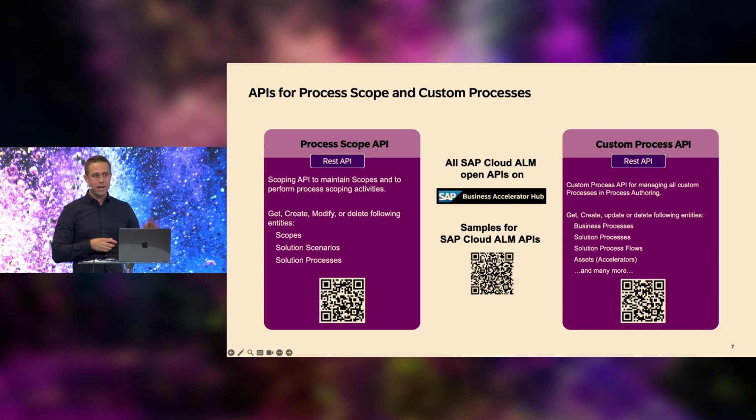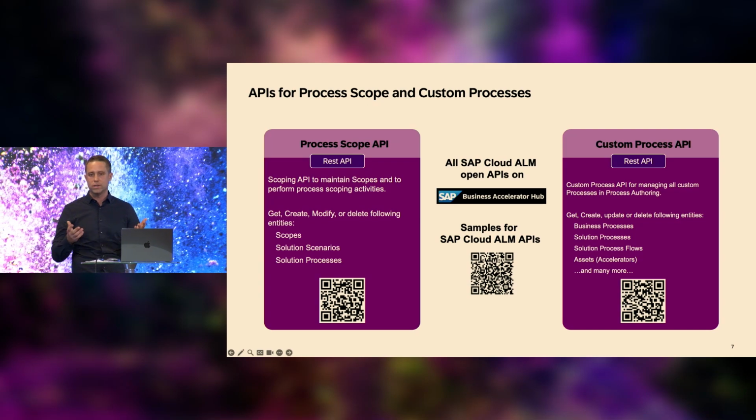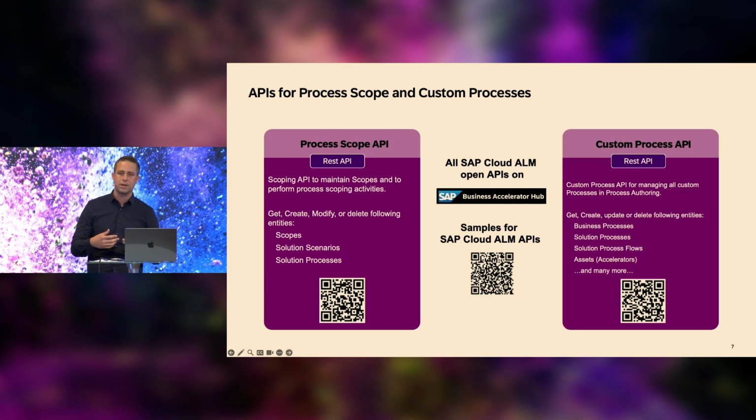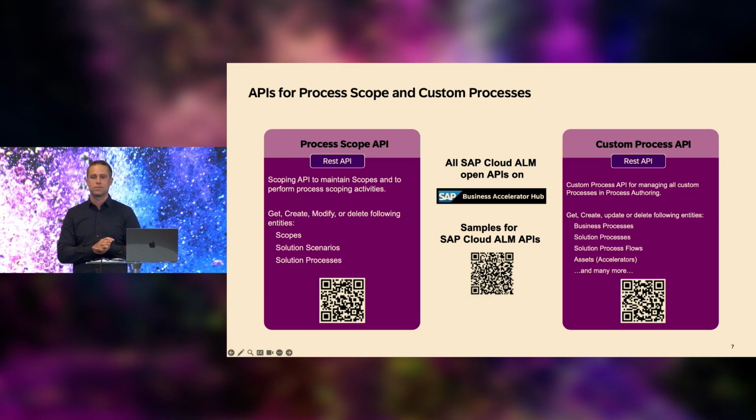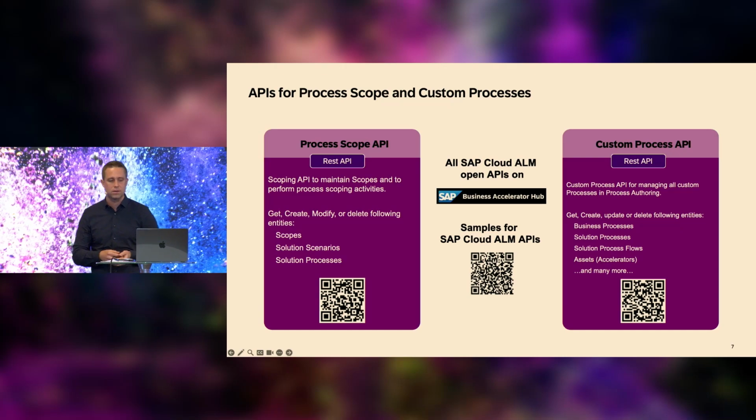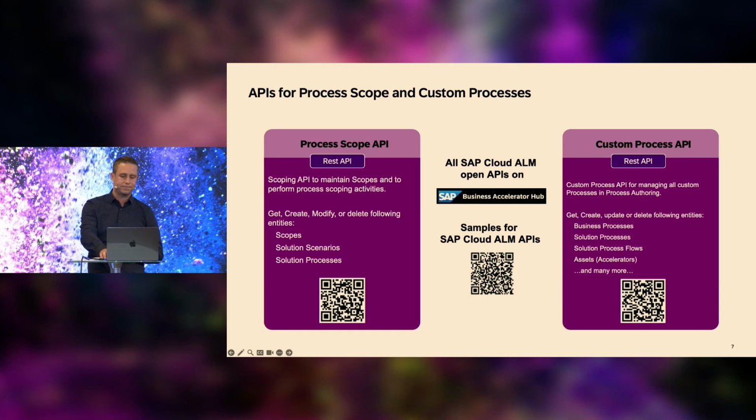So all the APIs are on the Business Accelerator Hub, and for the process management we have the custom process API for process offering, what I have just mentioned, and for the scoping then the process scope API.